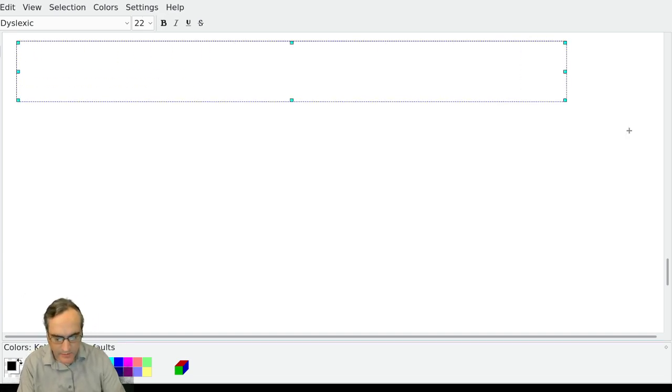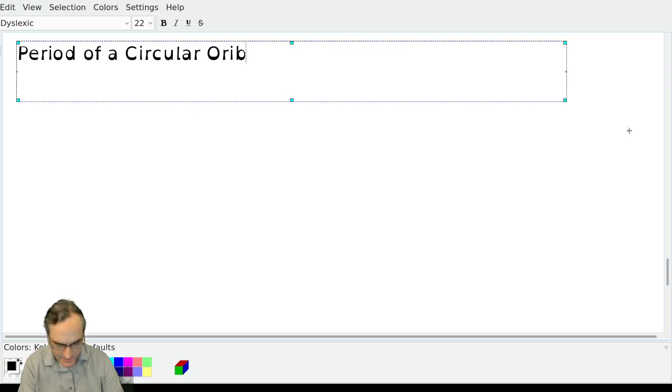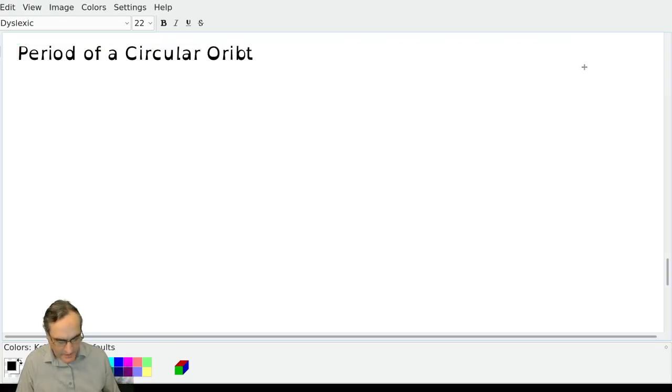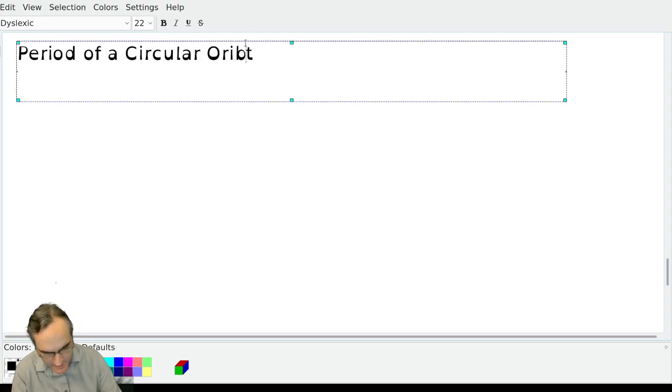All right, so here we are after the period of a circular orbit. I'm sorry, I can't think about what I'm typing and say it out loud at the same time. It's kind of funny. All right, so the period of a circular orbit. I just realized I've got a misspelling in there. All right.